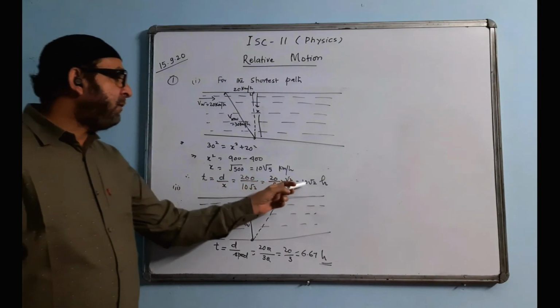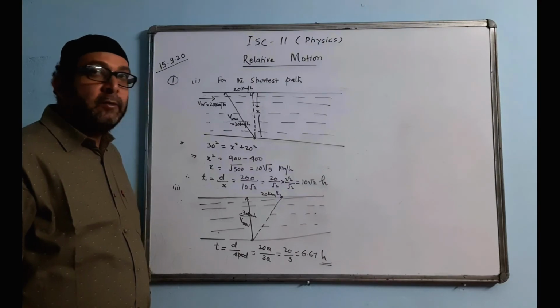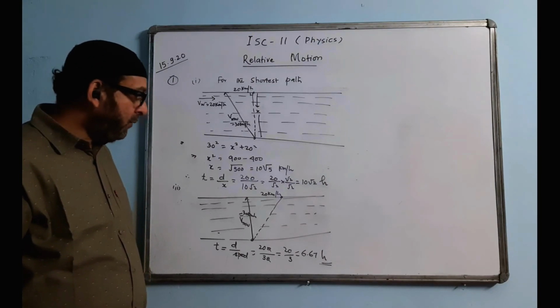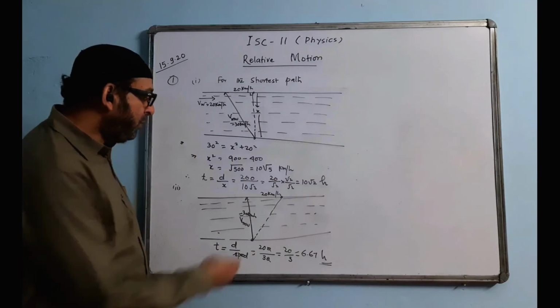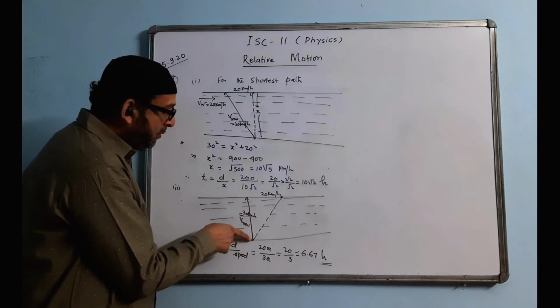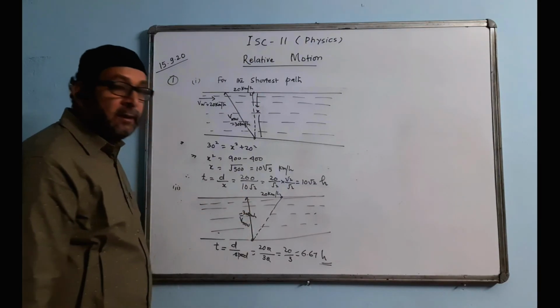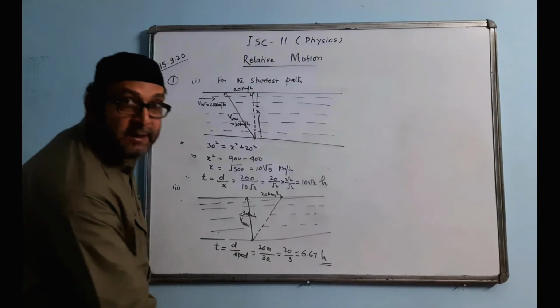First, the timing is coming 10 root 2. Root 2 value is 1.41, then 10 into 1.41 will come 14.14 hours, and here the shortest time is 6.67. No need to find this one out because we have to find the timing to reach this one. Because this distance is known, and the speed is 30, we will do directly distance by speed, and the answer is 6.67.